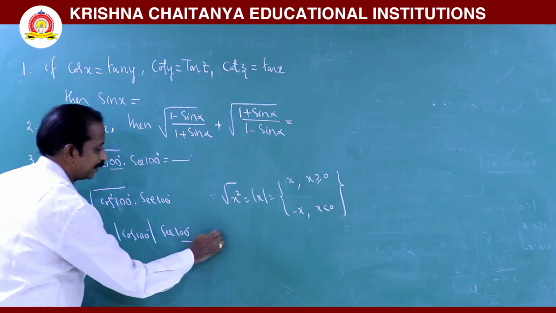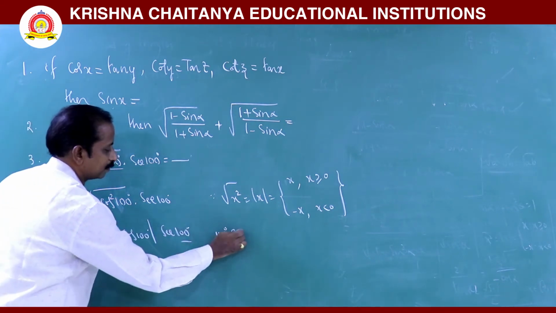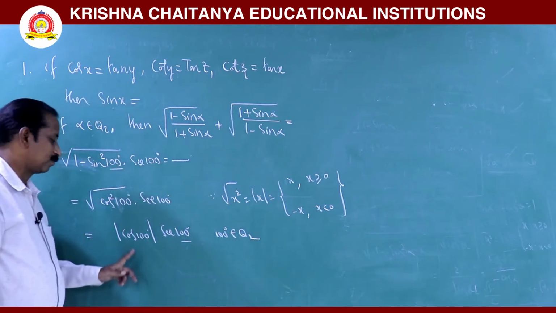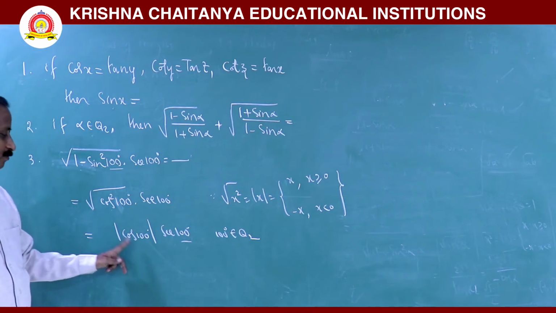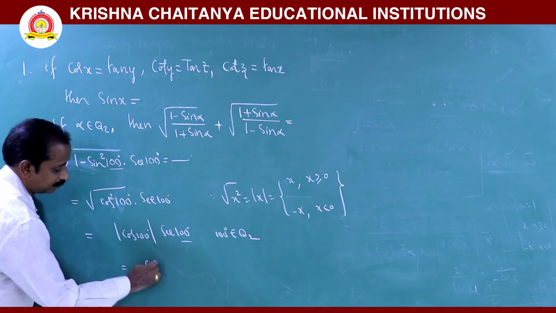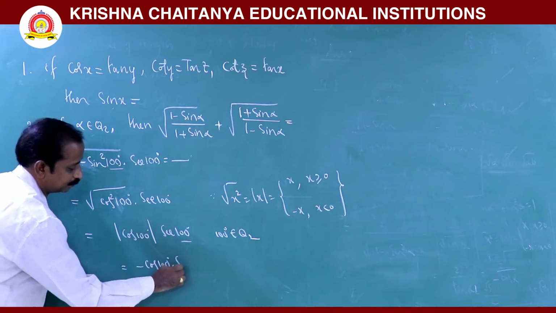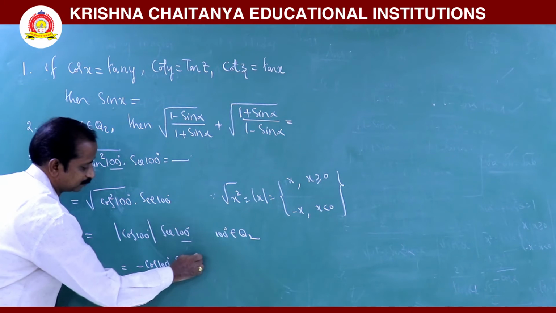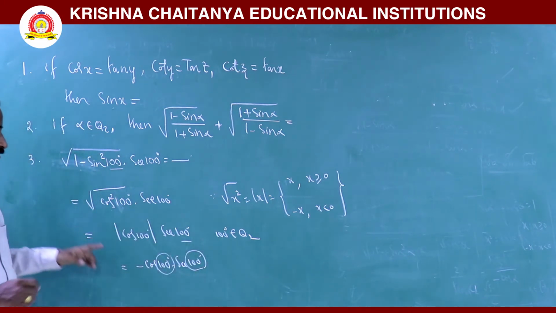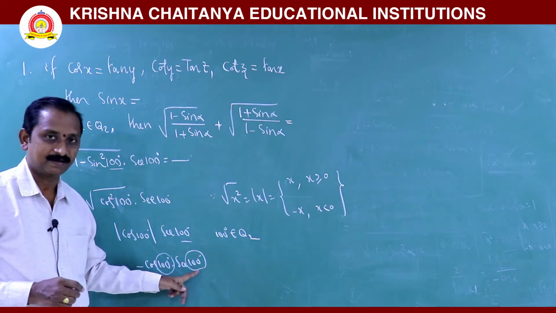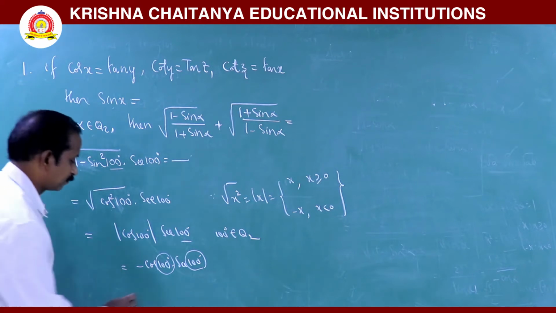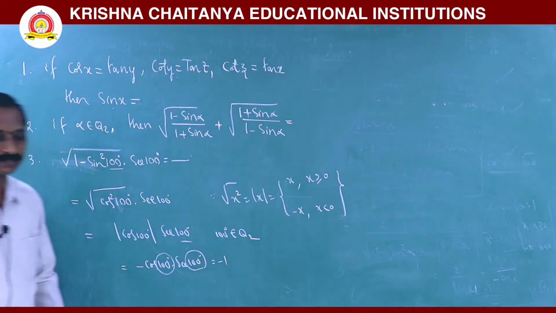But in which quadrant does 100 degrees lie? 100 degrees lies in the second quadrant, and in the second quadrant cos is negative. That's why modulus of cos 100 has value minus cos 100 degrees, into secant 100 degrees. If we consider 100 as theta, it is in the form cos theta into secant theta. They are reciprocals, and the product of reciprocals is 1. Therefore the answer should be minus 1.